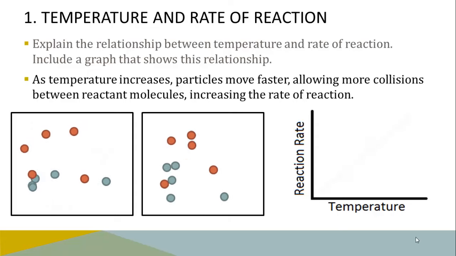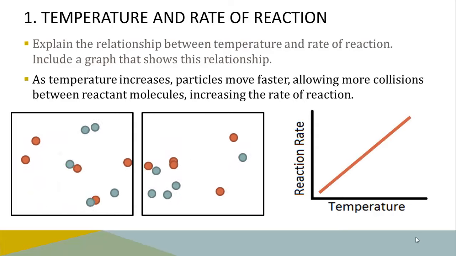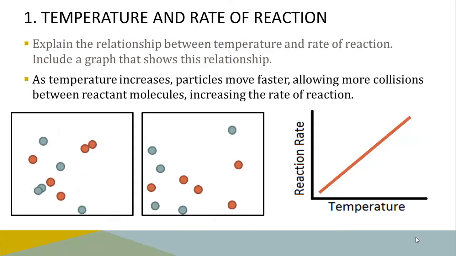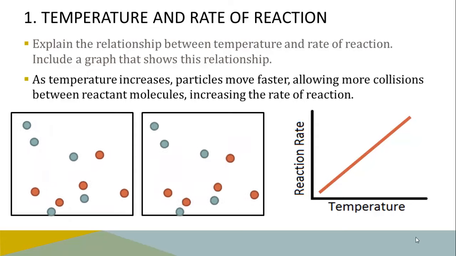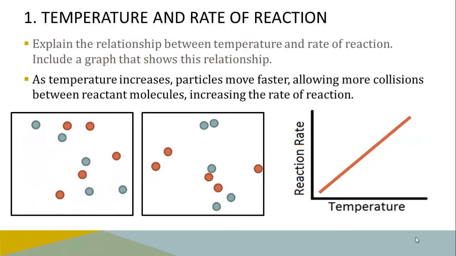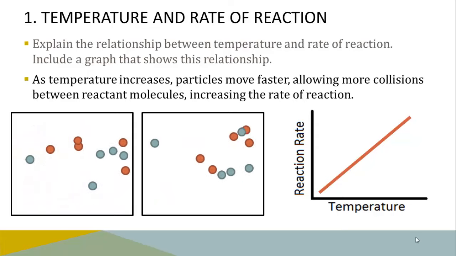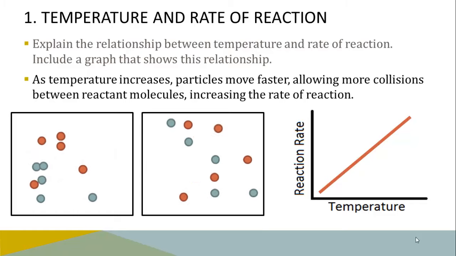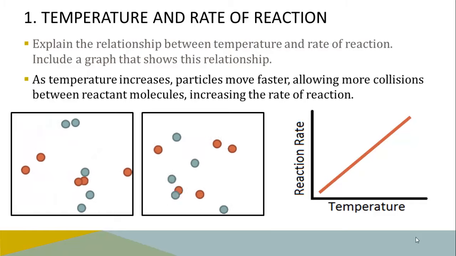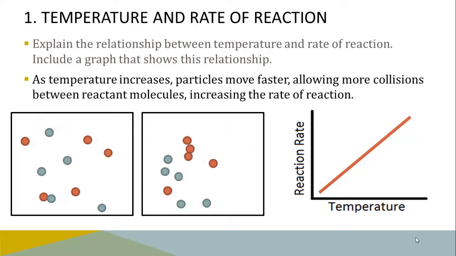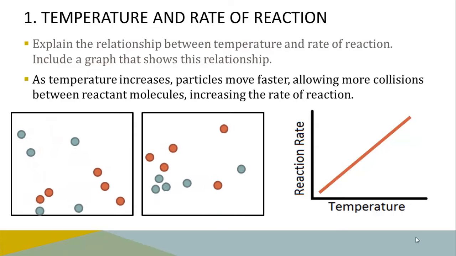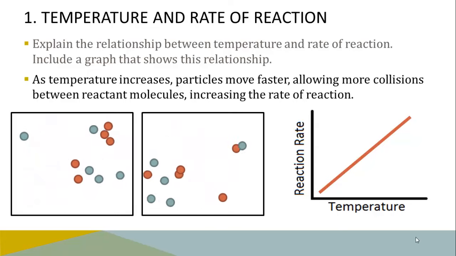So we see between temperature and reaction rate a direct relationship. As temperature increases, reaction rate increases. Now, of course, there'll always be exceptions to every rule. This is just in general for a reaction. Certain reactions might actually slow down as we get to very high temperatures, but in general, direct relationship. As temperature increases, rate of reaction increases.